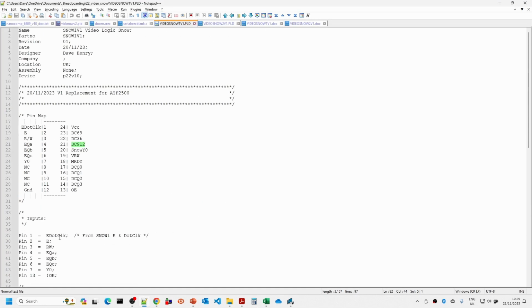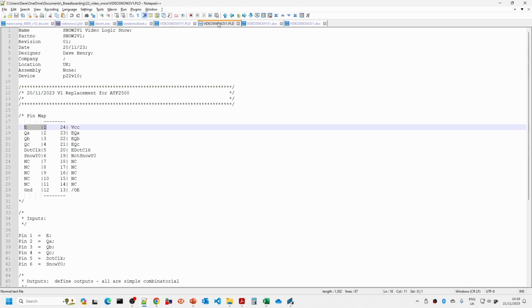What I'm going to do now is plug these in, and we're going to test the second one first. We want to make sure that our dot clock is gated by the E signal, and also that the value of the QA, QB, QC is latched at the rising period of the E signal as well.